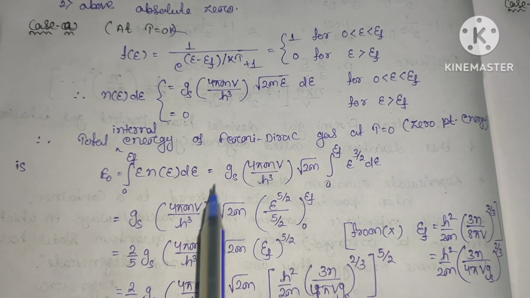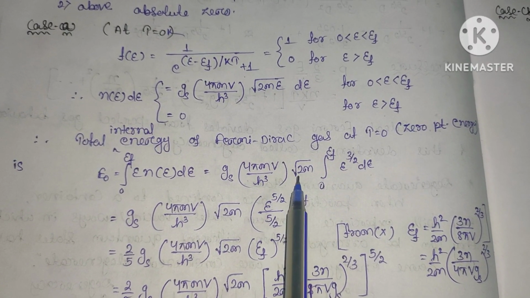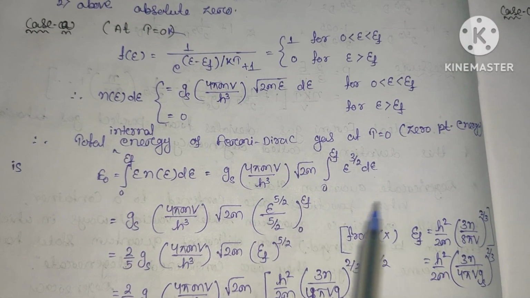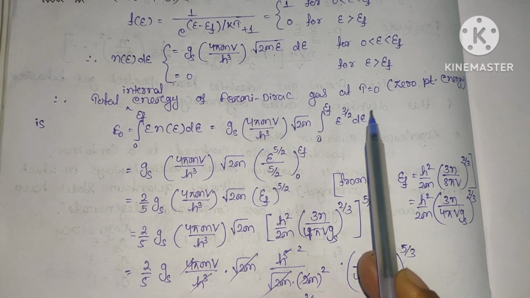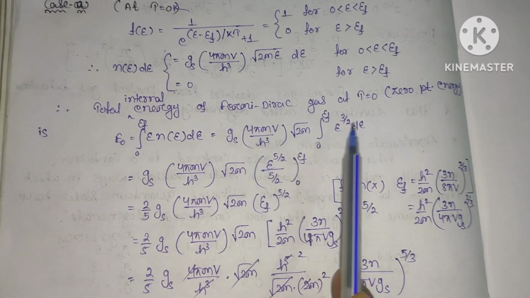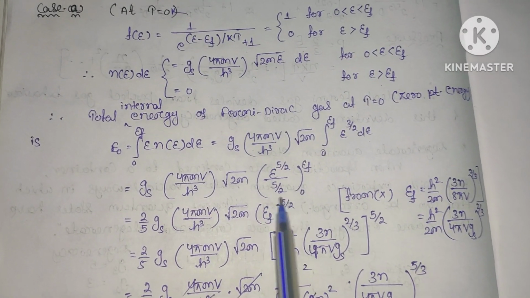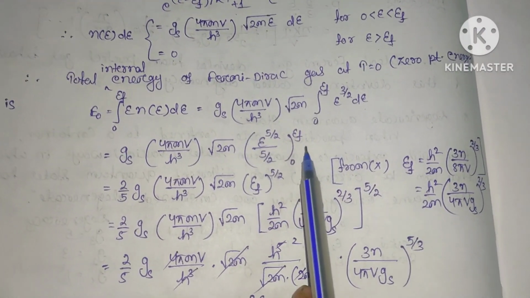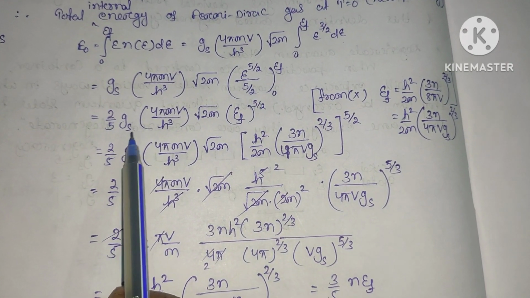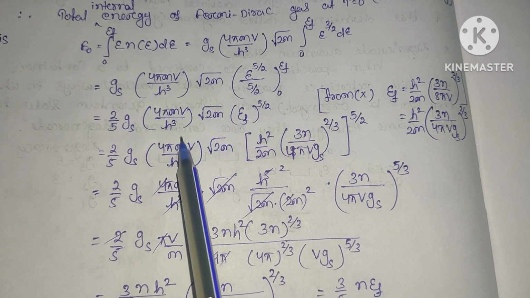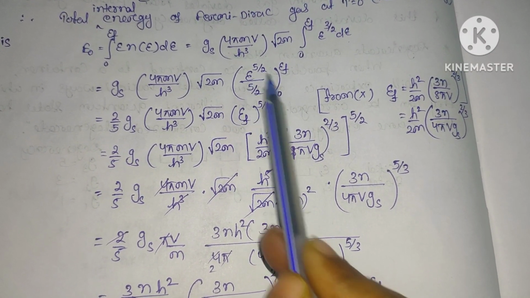Now we will solve this equation. This is equal to Gs into 4 pi mV by h cube into root over 2m into E power 3 by 2 dE. The integration becomes E power 3 by 2 plus 1 divided by 3 by 2 plus 1, so that will be E power 5 by 2 divided by 5 by 2 over the limit 0 to EF. Clear? Now this will be 2 by 5 into Gs into 4 pi mV by h cube into root over 2m, and by putting this upper limit, that becomes EF power 5 by 2.